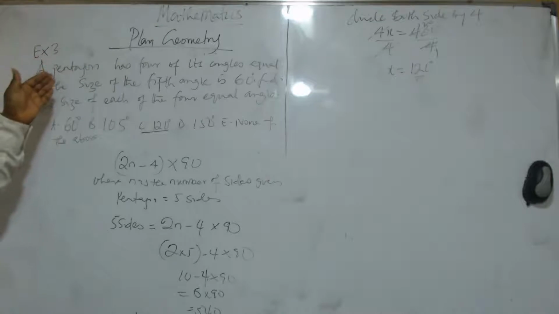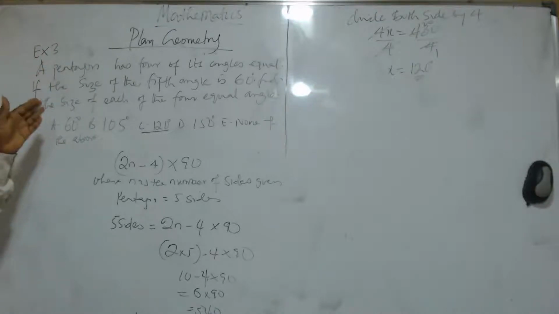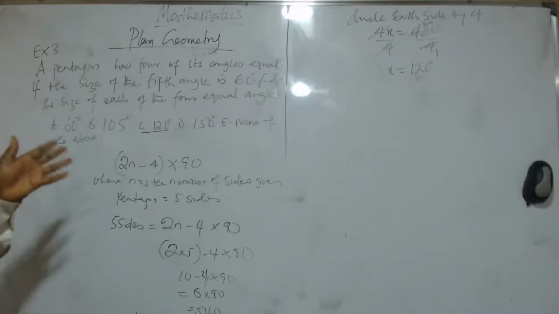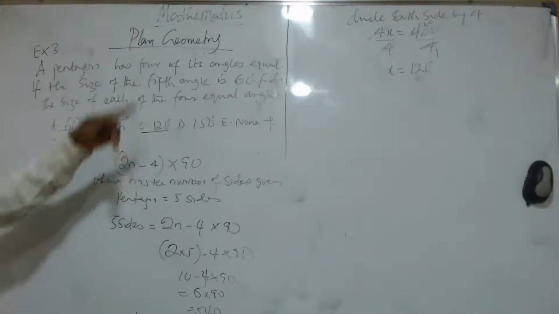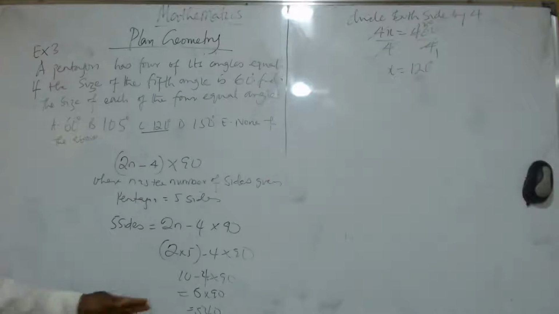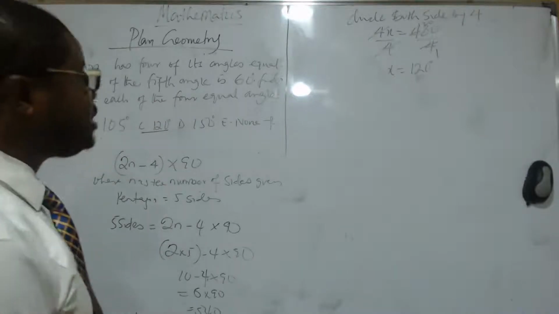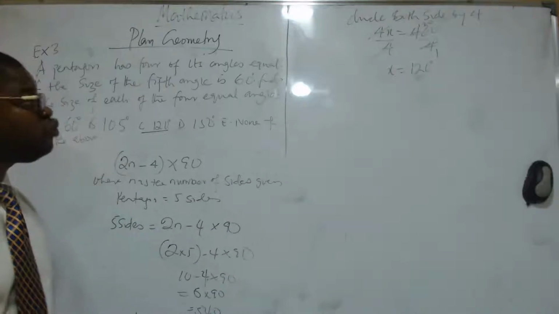Then we went back to the question. 4 of the angles of that regular polygon are said to be equal, whereby the fifth angle is 60. We now say let the angle be x. So we have 4x, 4 of the angles equal, then the fifth one is 60. Then we solve to get the value of each of those angles of that pentagon to be 120.